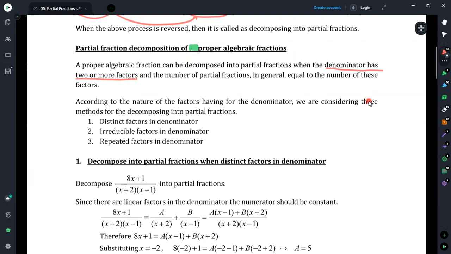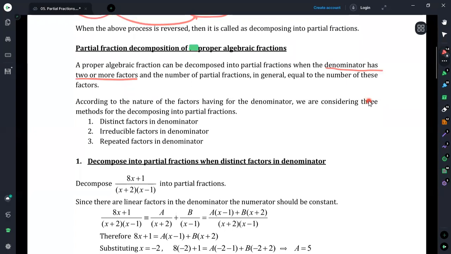And to find out the number of partial fractions for an algebraic fraction, it is equal to the number of factors in the denominator. Therefore, the number of partial fractions you obtain for any algebraic fraction would be equal to the number of factors that you can find in the denominator.